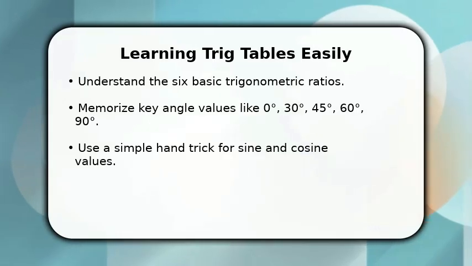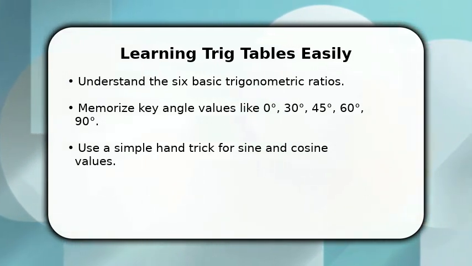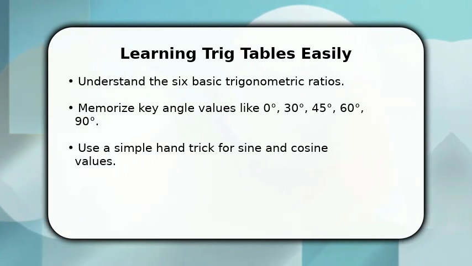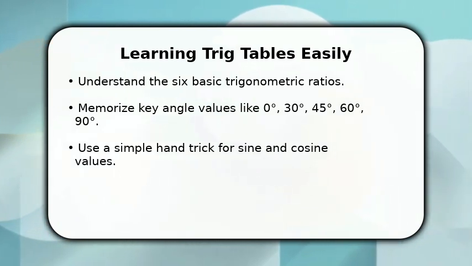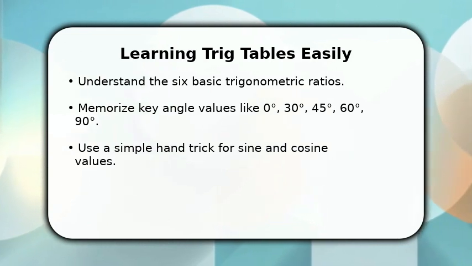In this video, I will explain how to learn trigonometry tables easily. First, let's review the 6 fundamental trigonometric ratios: sine, cosine, tangent, cosecant, secant, and cotangent. These ratios relate the angles of a right-angled triangle to the lengths of its sides.